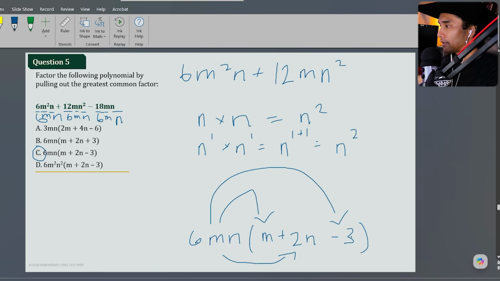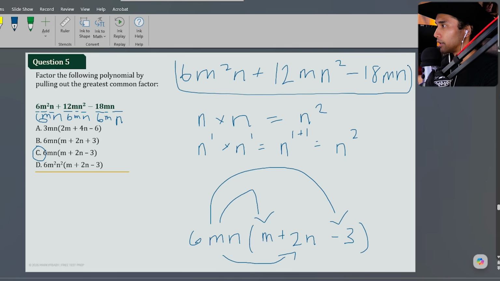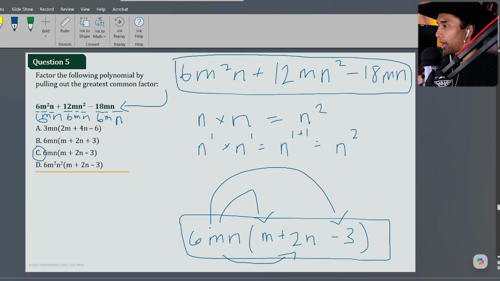What can this negative 3 be multiplied by? Well, it could be multiplied by the 6. So minus, right, because 6 times a negative number, which is negative 3, equals 18. Then carry over the m and n. Those can't be multiplied by anything. And then we get our beginning expression again. The answer, though, here is this right here, because we pulled out this 6mn, which is the greatest common factor.